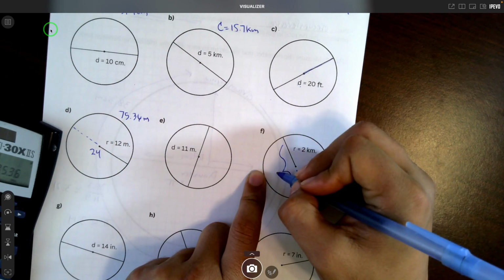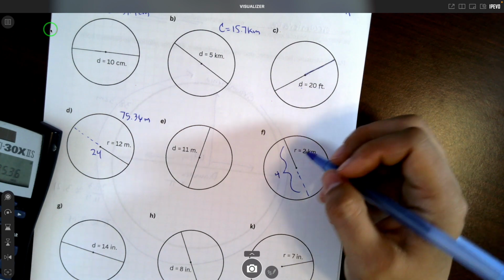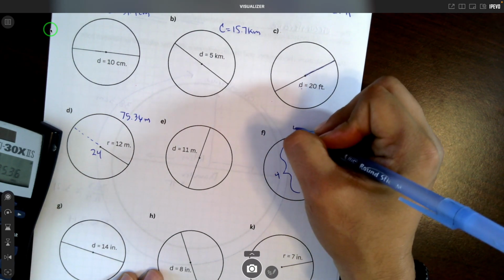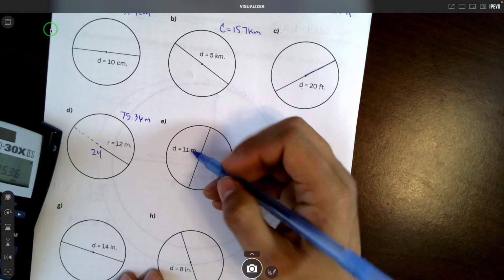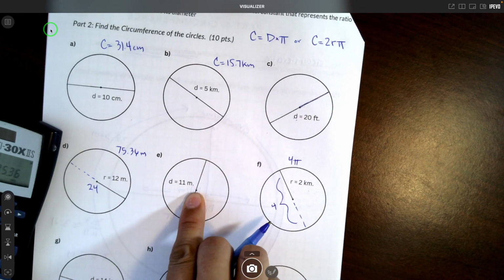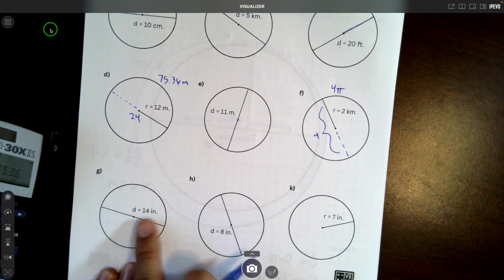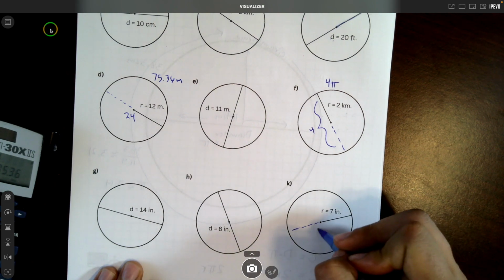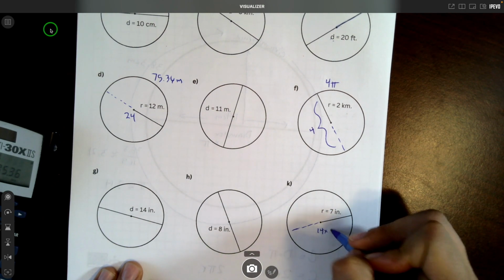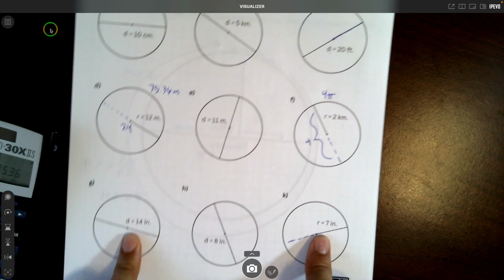So again, if you are given the radius, like in this example, it's 2. You need the diameter, which is 4. Okay? You multiply 4 times pi. This one, 11 times pi. This one, 20 times pi. 14 times pi, 8 times pi, and in this one you've got to double it. So it's 14 times pi, and that's going to be the same as this one over here, except they're both in inches. So these are the same 2 circles.